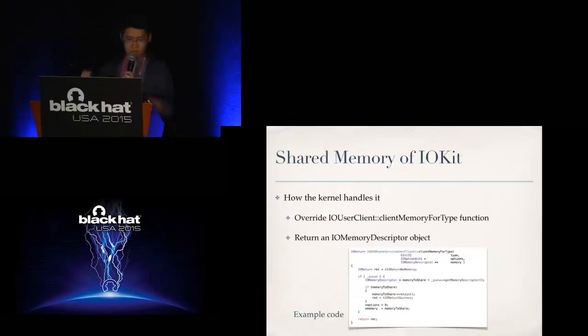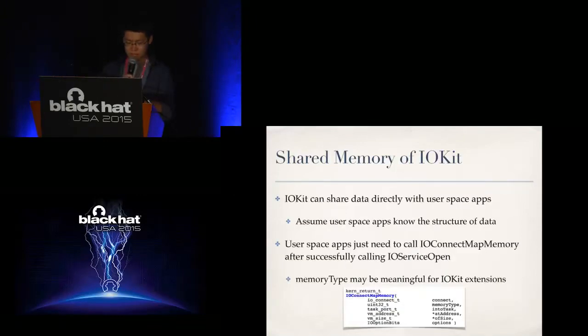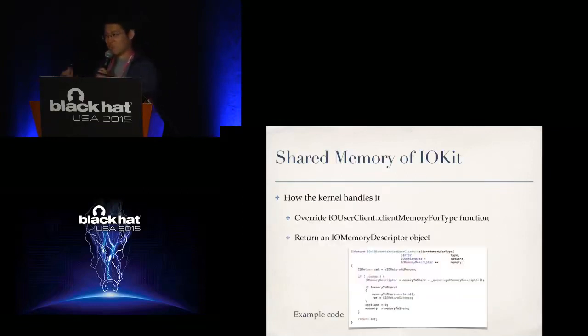But actually, if you look at some other IOKit extensions, as I said before, some override functions deal with the second parameter, which is the type. This is the memory type passed into the kernel, and you must input the correct type to successfully open the memory.